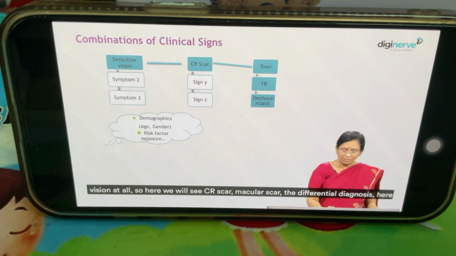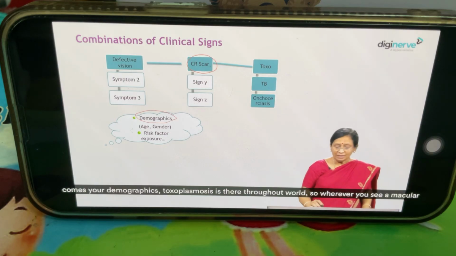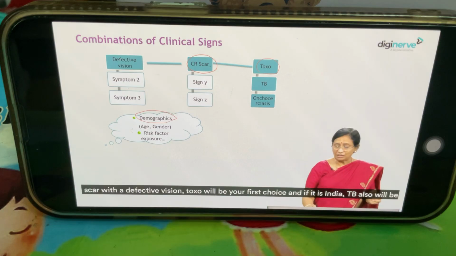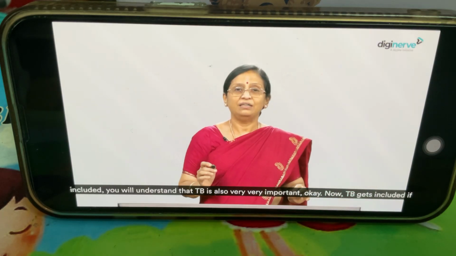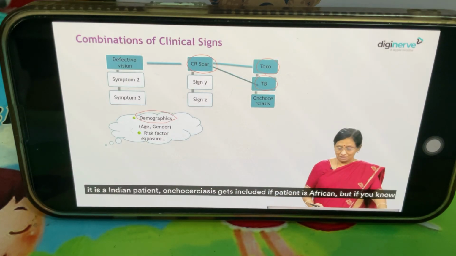So here we will see a scar, a macular scar, the differential diagnosis. Here comes your demographics. Toxoplasmosis is there throughout the world. So wherever you see a macular scar with a defective vision, toxo will be your first choice. And if it is India, TB also will be included. You will understand that TB is also very important. Okay, now TB gets included if it is an Indian patient.